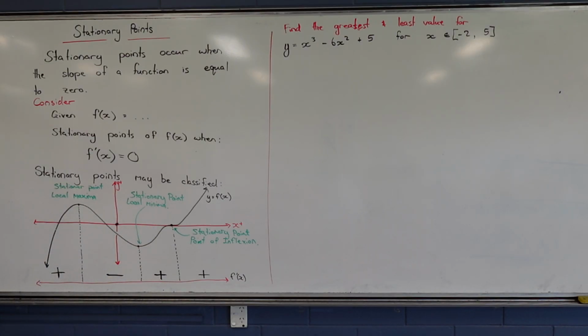What about if there's a stationary point, but it was going negative to negative or positive to positive? What sort of point is that? Point of inflection. Now, here's the next question. Where might we expect to see the minimum or the maximum values?